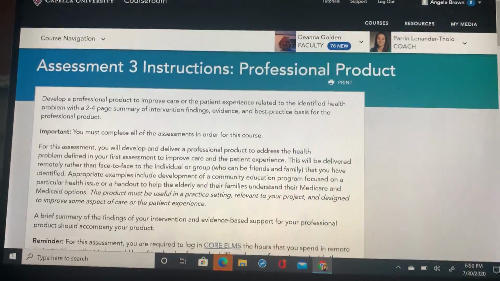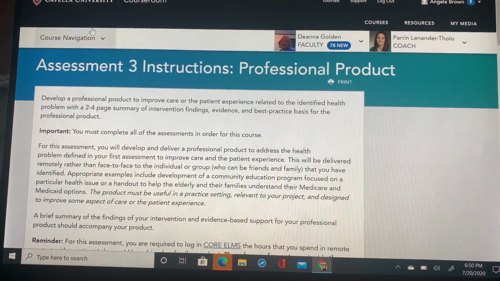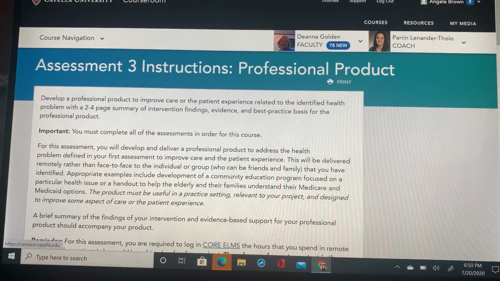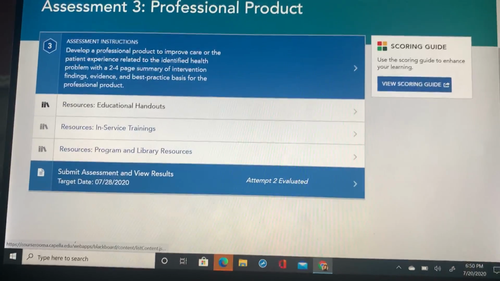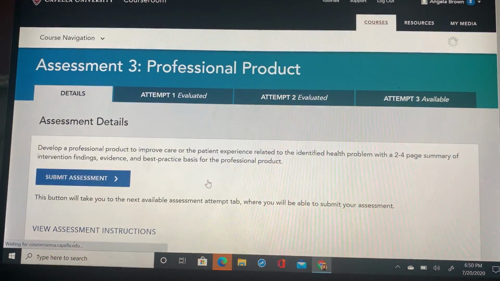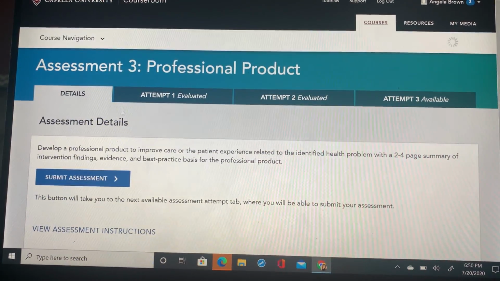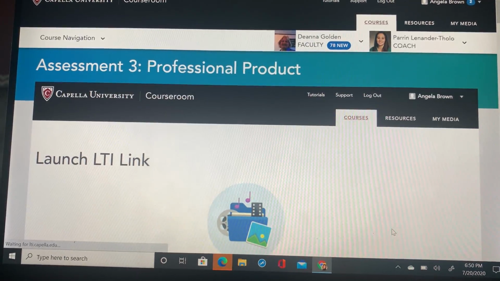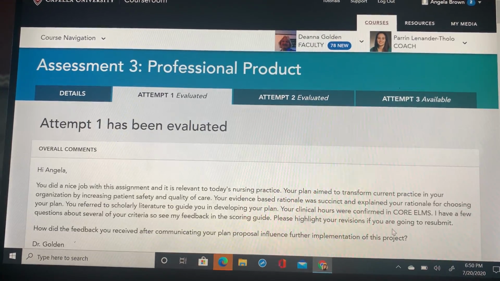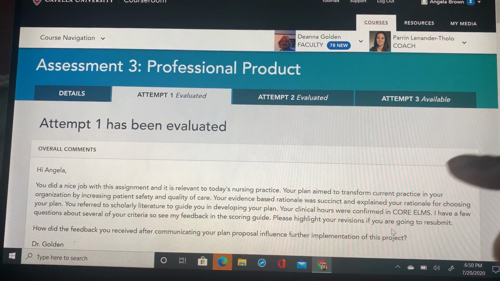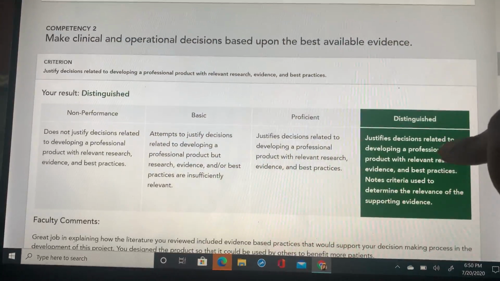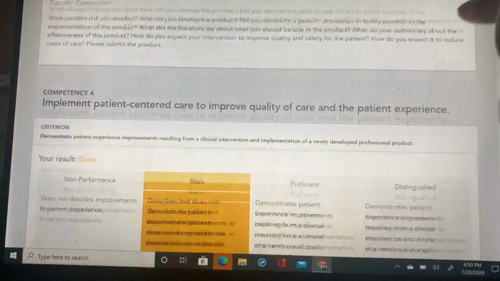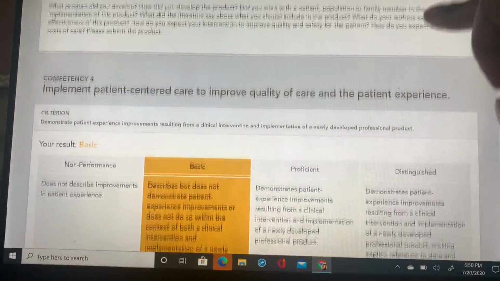So now let's go back to my feedback. And I'm going to show you guys how horrible I did. Attempt 1. I sounded like the Minions. I was like, what? Look at this, guys. Non-performance. Basic. So I got 2 non-performance areas.